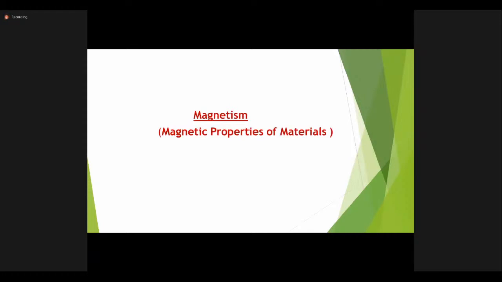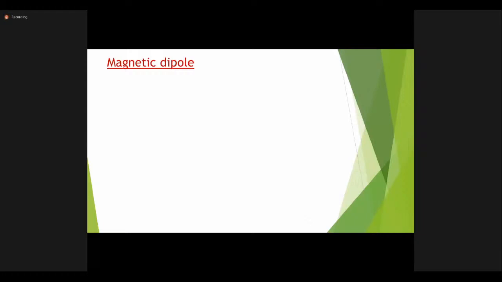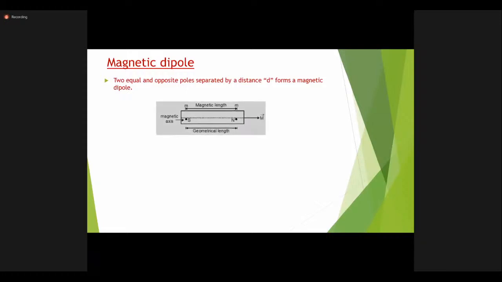Next, the third topic in the chapter is magnetism. Strictly speaking, we have magnetic properties of materials. We do not have complete magnetism. We have only magnetic properties of materials. Now, as we started with an electric dipole with dielectrics, we'll start here with a magnetic dipole. Two equal and opposite poles separated by a distance between them is called a magnetic dipole.